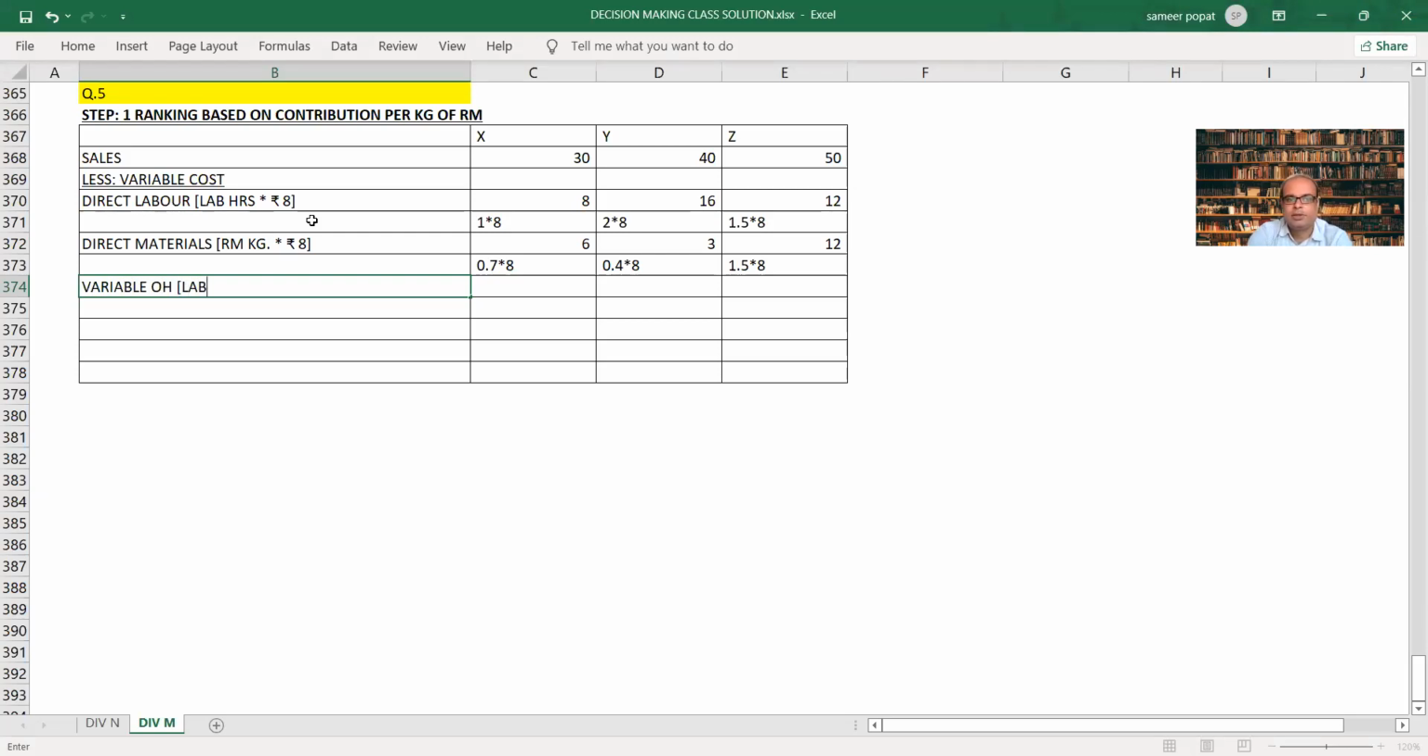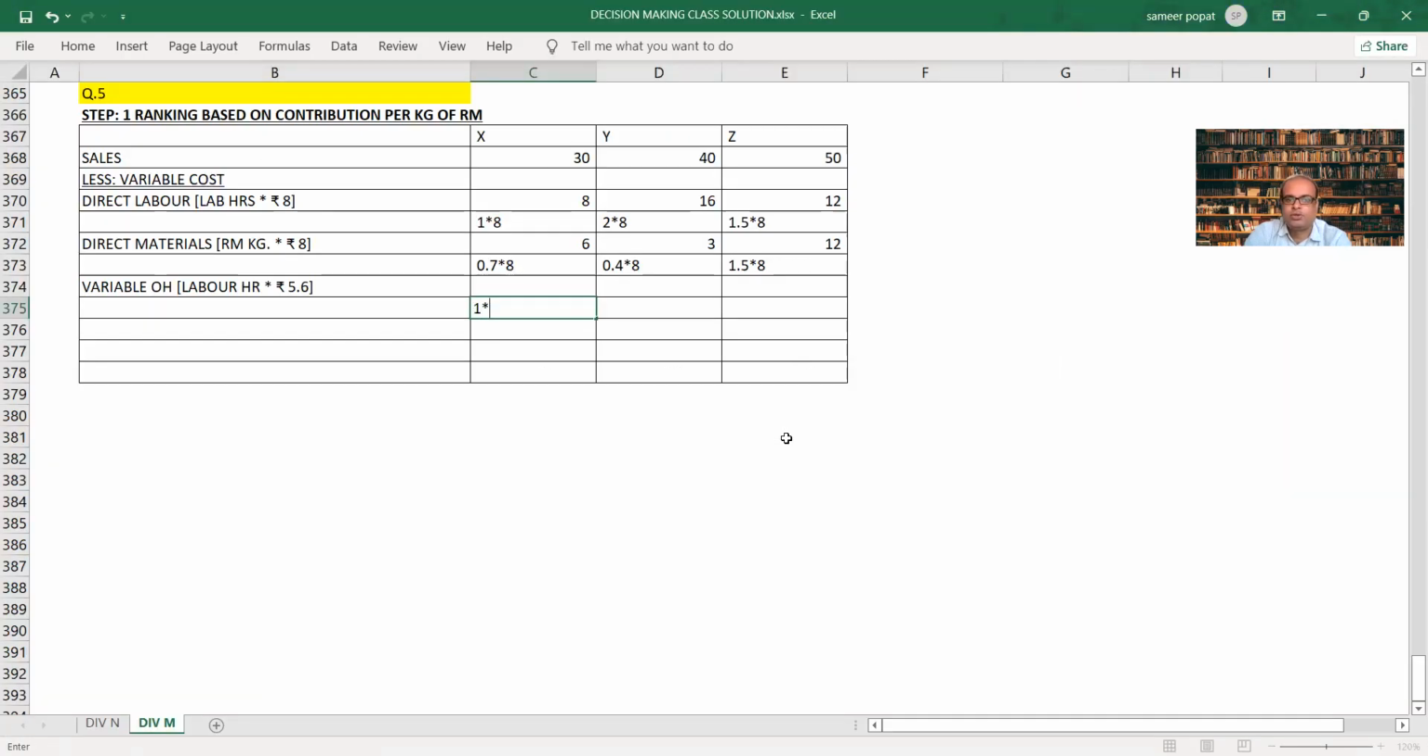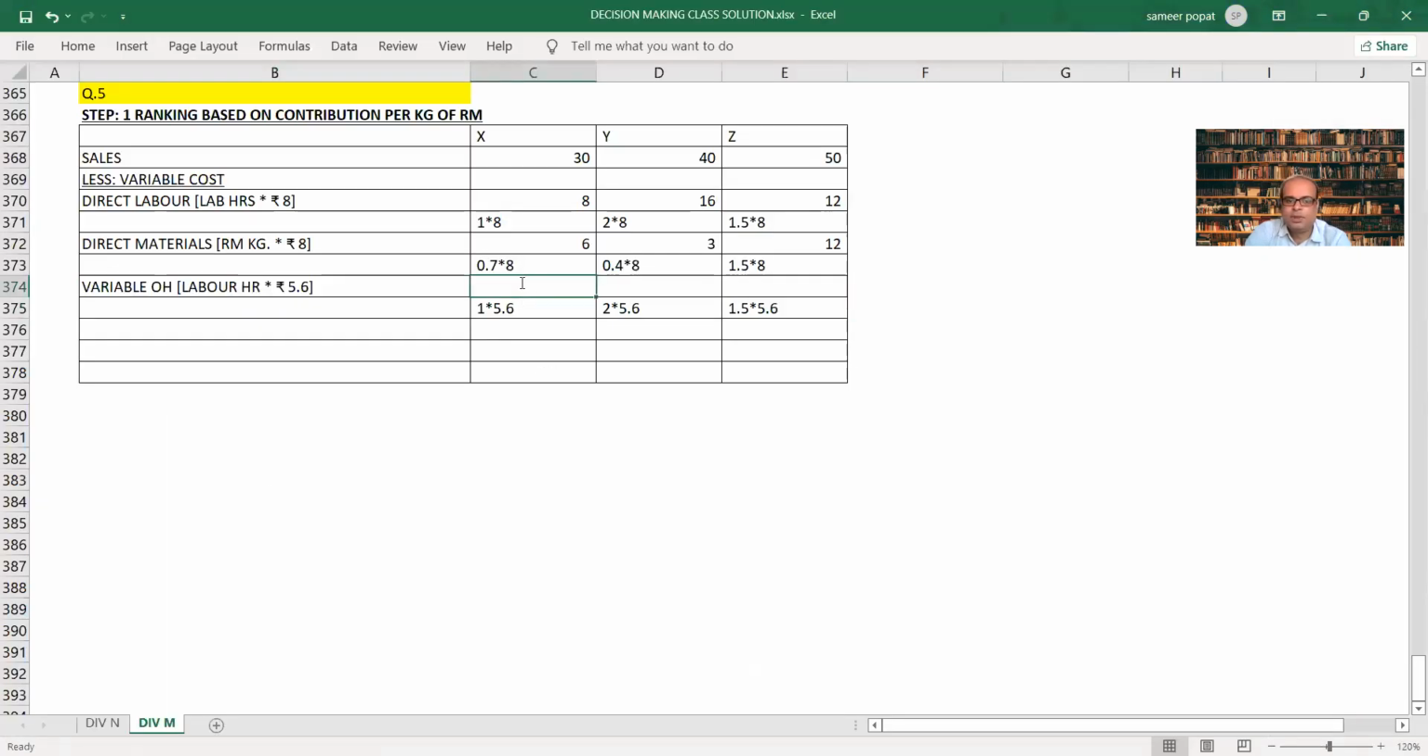Variable overhead: labor hour into rupees 5.6. Labor hours required are 1, 2, and 1.5. So 1 into 5.6, 2 into 5.6, 1.5 into 5.6. Just increase the decimal numbers.